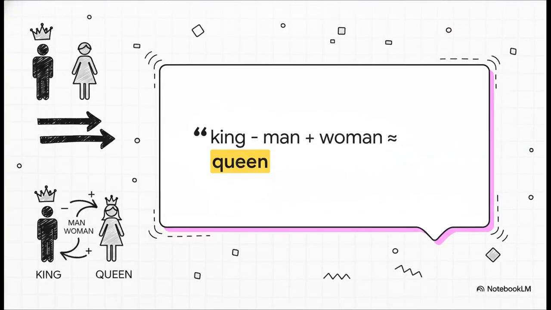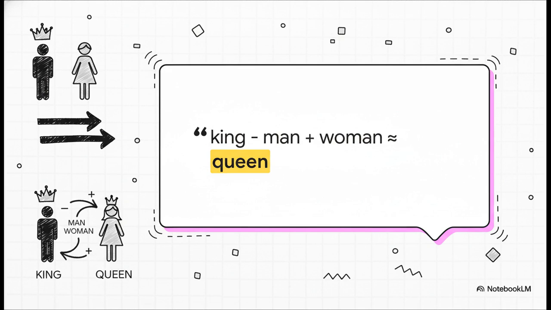And here's where it gets kind of mind-blowing. This map of meaning is actually structured in a way that makes sense. The relationships between words can be navigated. The classic example is this. The direction from the vector from man to woman is almost the exact same as the direction from king to queen. You can literally do math with the meaning of words.